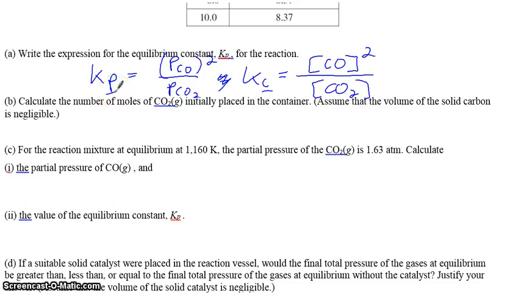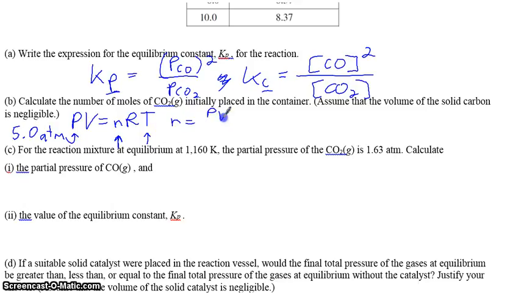So we want to calculate the number of moles of CO2 initially placed in the container. Because we're told that we have 5.0 atm at the beginning, and since all these are gases and we have pressure, we can use PV = nRT to find moles. They tell you the pressure, which is 5, they tell you the volume of the container in the problem, and they tell you the temperature. So we can solve for moles using PV = nRT.